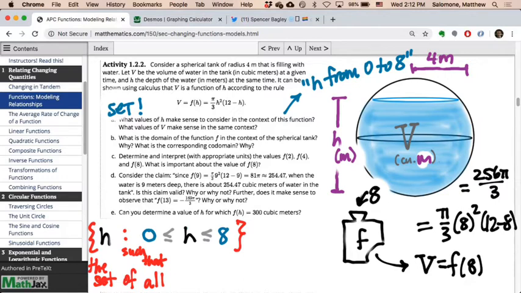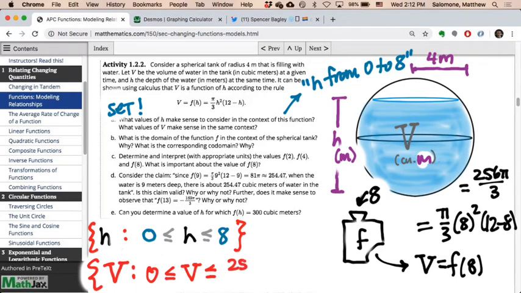So how would I write my answer to that? What values of v make sense? f of 0 is less than or equal to v, which is less than or equal to f of 8. Yeah. So I would say that's the set of all v's such that v is greater than or equal to 0 and in turn less than or equal to, I'll just write 256 pi over 3. If we wanted to write that as an interval, we could also do that: 0, comma, 256 pi over 3, with brackets on both ends, because both of those are included.